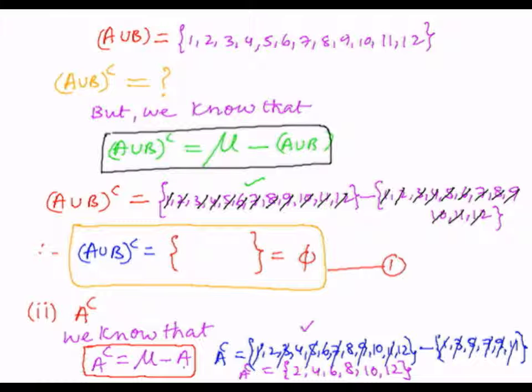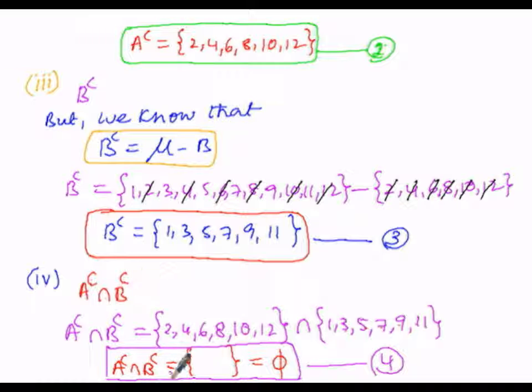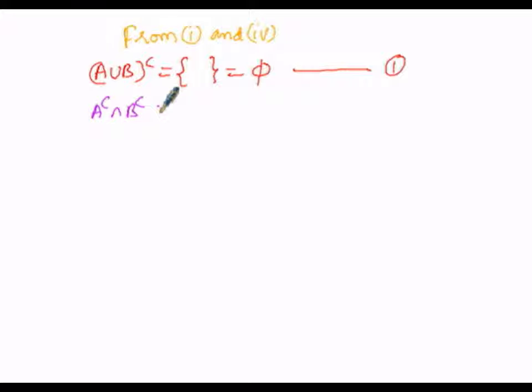So from the first one and as well as the fourth one, the first one, A union B whole complement, is equal to the empty set, that is phi. The next one is the fourth one, A complement intersection B complement, which is also phi, the null set, which is nothing but the empty set.